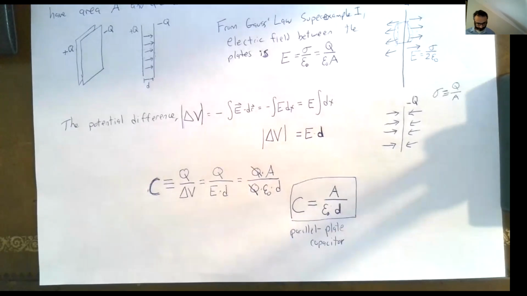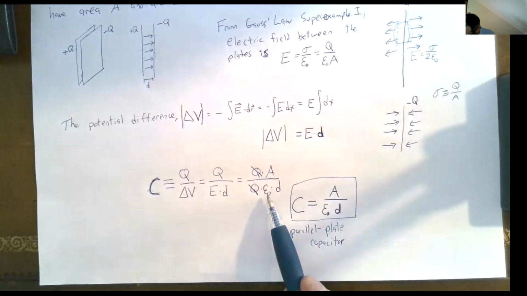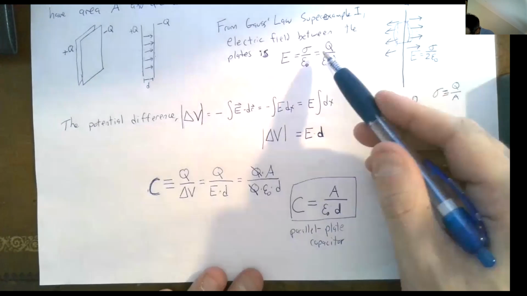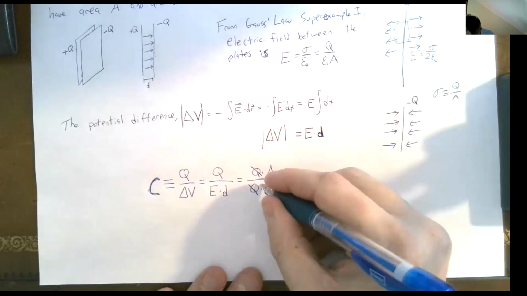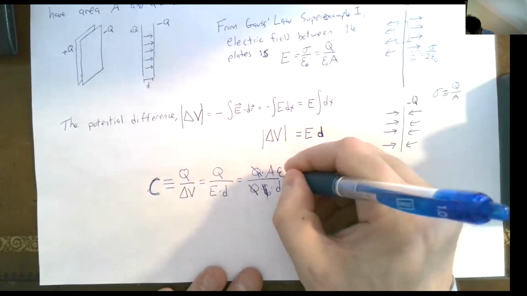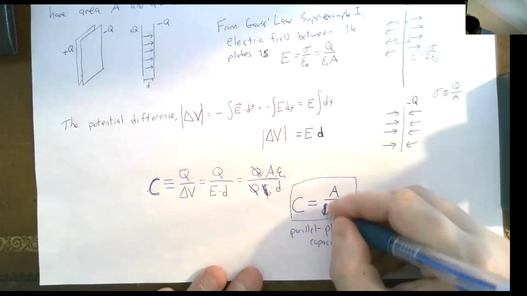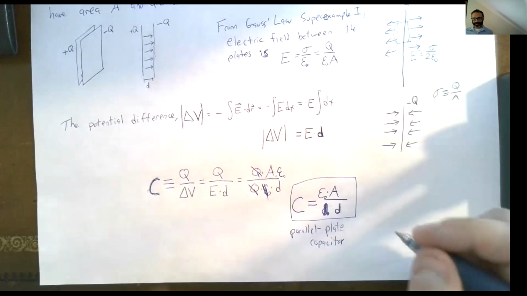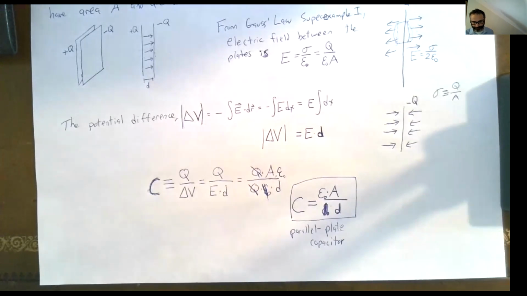Shouldn't the epsilon naught be on the top? Did I not? Yes, I think you're right. Good call. Epsilon naught times the area over d. You're right, good catch.